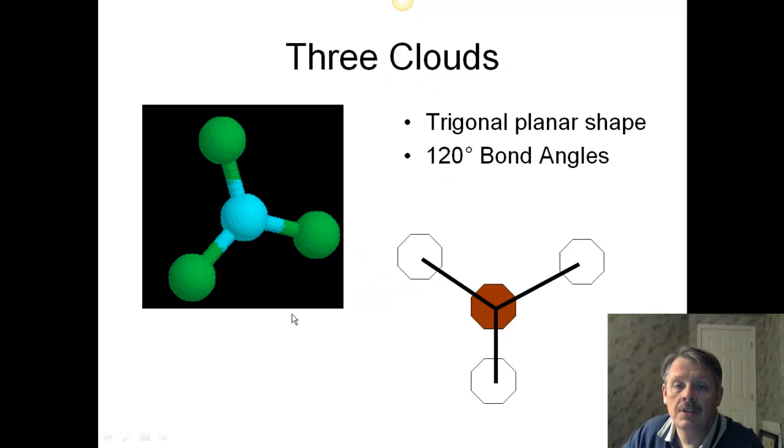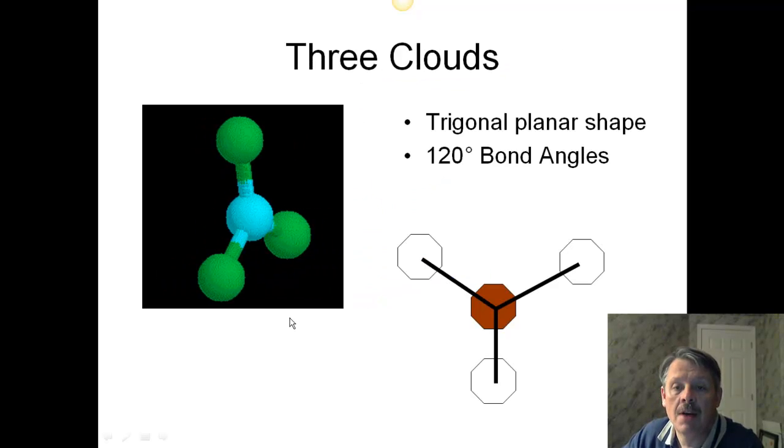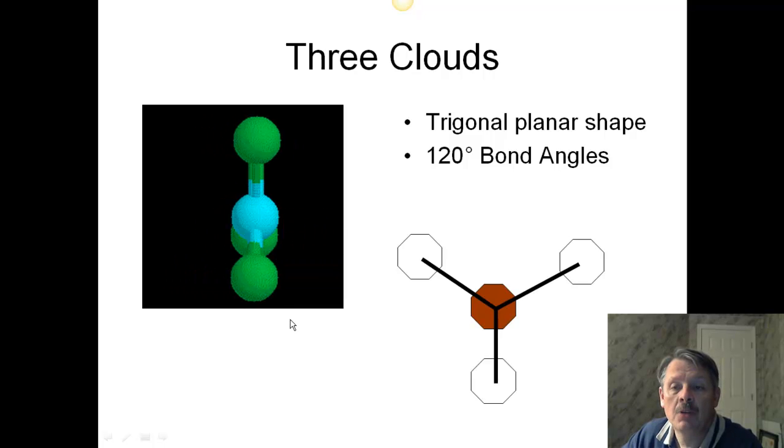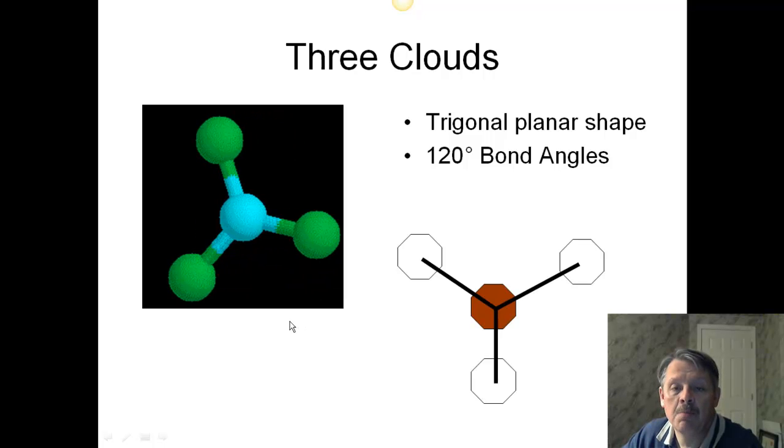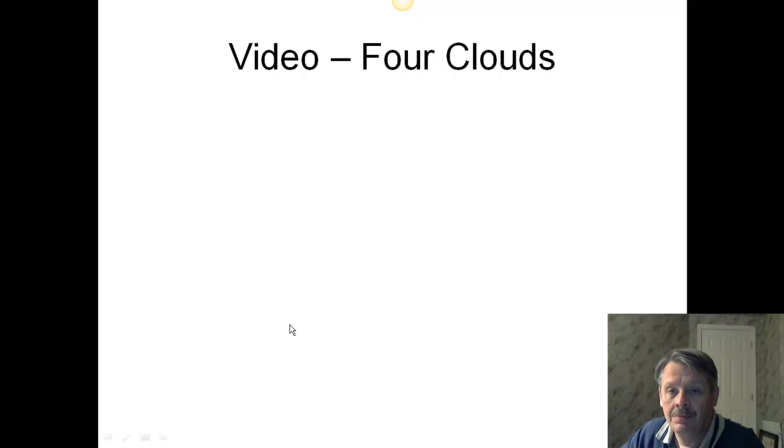So if we look at this, here's another representation of it graphically. Trigonal planar shape, 120-degree bond angles. You need to know the name. This would be something like boron, which is in the middle. All right, what happens if you have 4 clouds? It gets a little bit more complicated, so go ahead and watch this video.